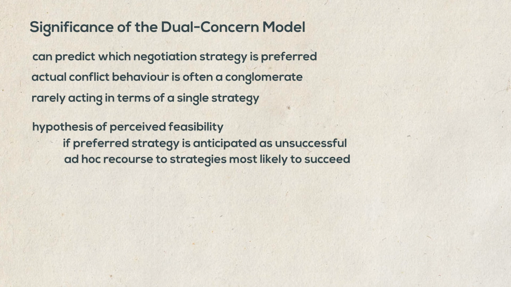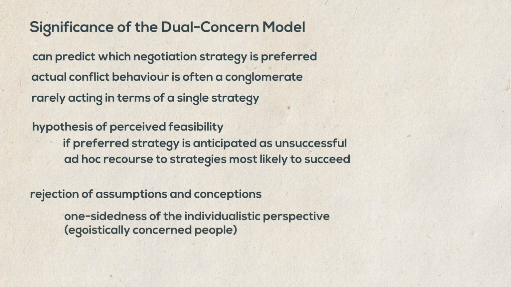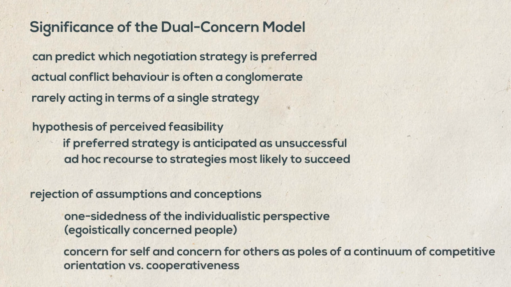The dual concern model helps to overcome assumptions like the one-sidedness of the individualistic perspective, according to which people are always egoistically concerned with the aim of maximizing their own advantages. At the same time, those concepts are rejected in which self-concern and other-concern are seen as poles of a continuum, competitive orientation versus cooperativeness.